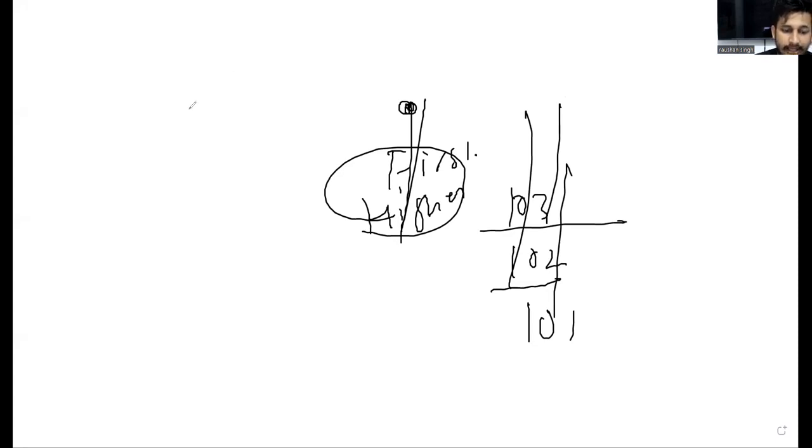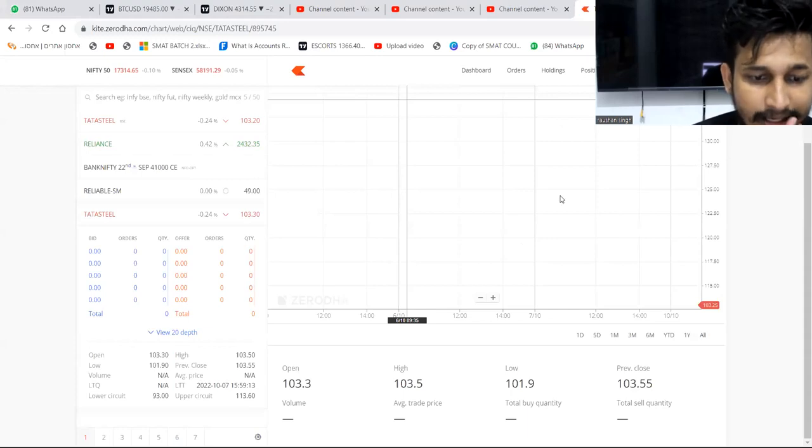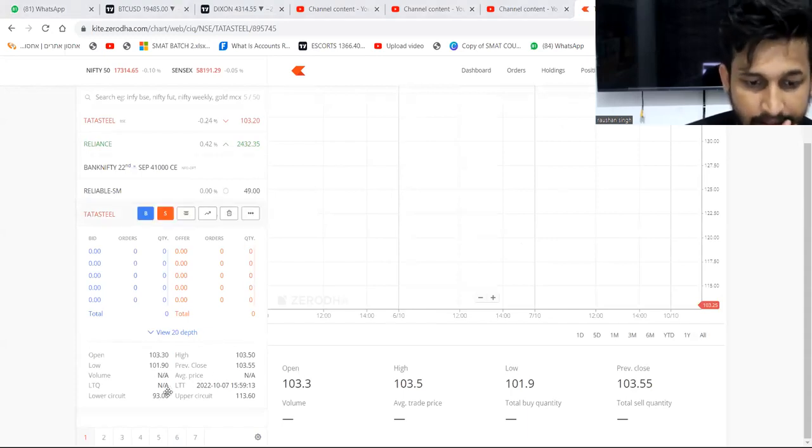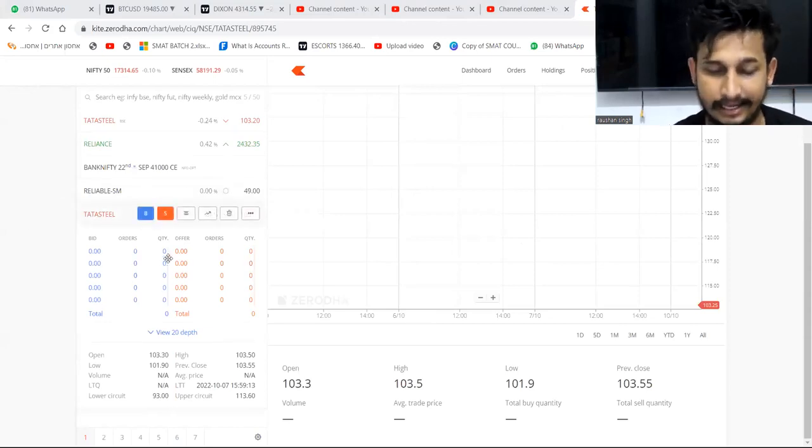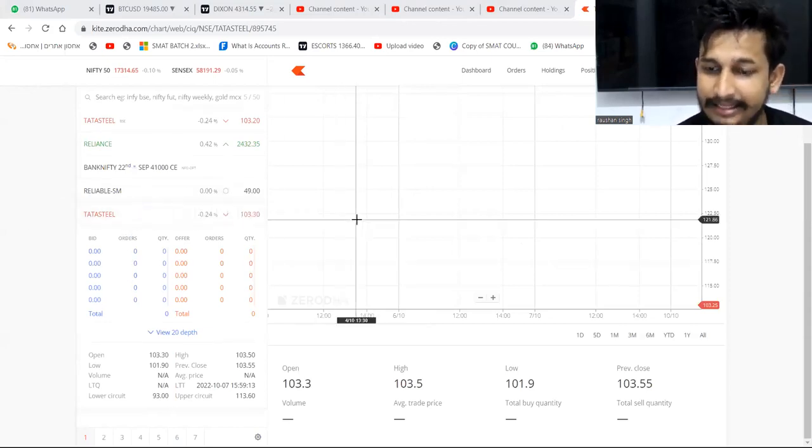How do we know how much the lower circuit will be if it fluctuates? See, over here, you can clearly see the lower circuit has been fixed. Okay, 93. So when you search Tata Steel and see the price is 93, you will see that the lower circuit has got hit.